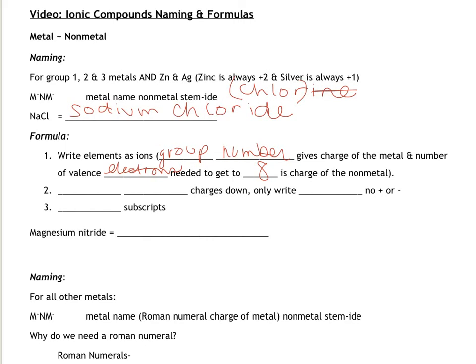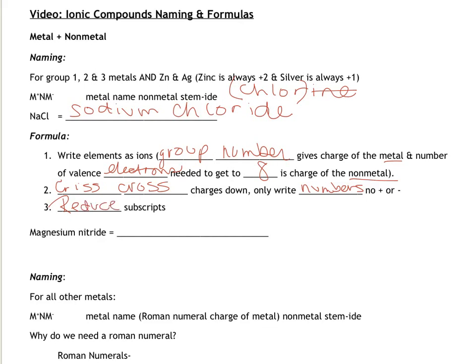So my metal's charge is my group number. My nonmetal's charge is the number needed to get to 8. So if I'm in group 5, I need 3 more to get to 8, so my charge would be -3. Then I'm going to crisscross my charges down and only write the numbers, not the plus or minus. And then I reduce my subscripts.